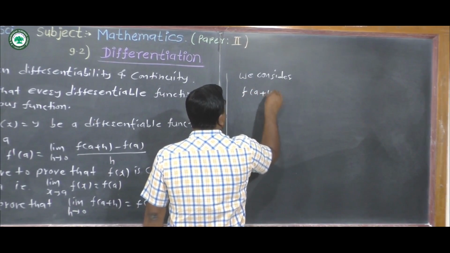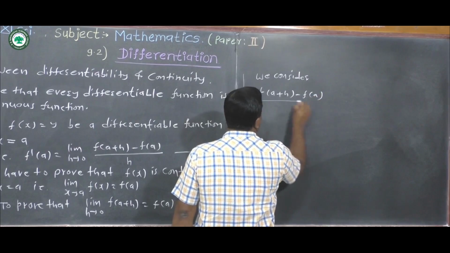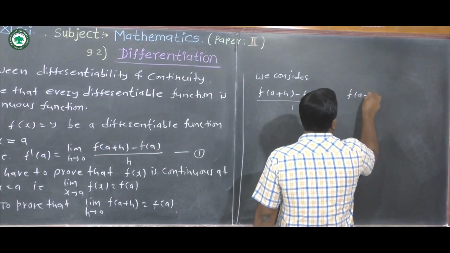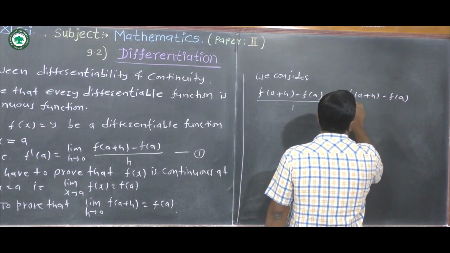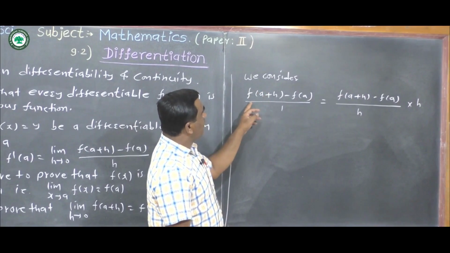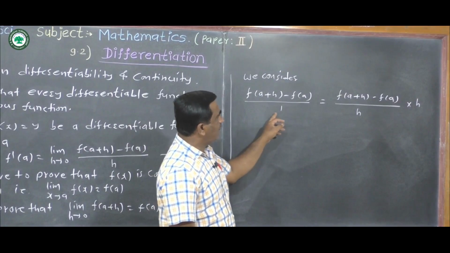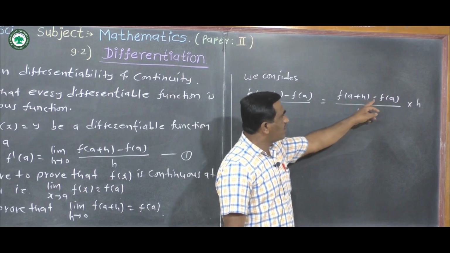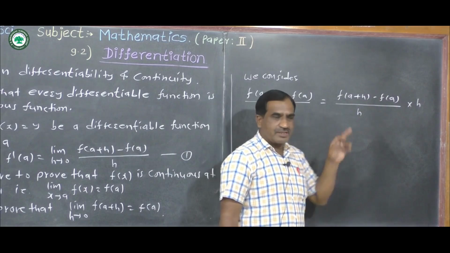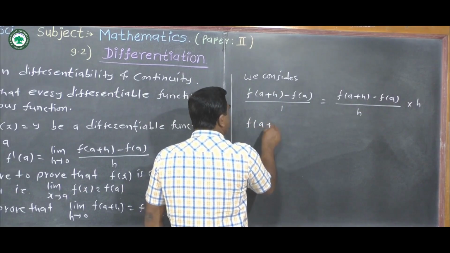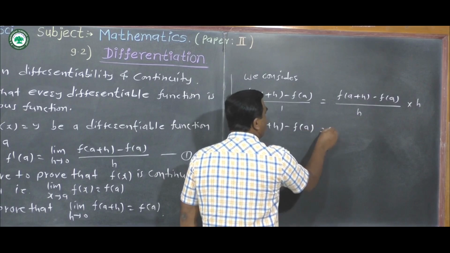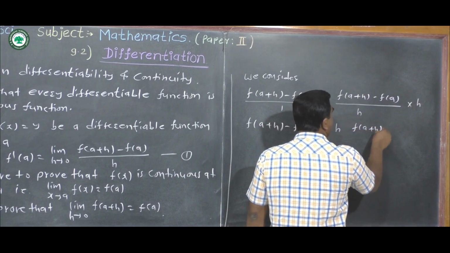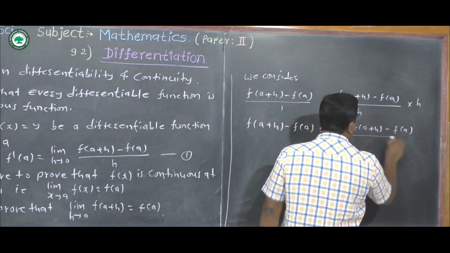For that we consider f of a plus h minus f of a upon 1, and rearranging terms, that is, multiplying numerator and denominator by h, we can write f of a plus h minus f of a upon h into h. That is, f of a plus h minus f of a is equal to h into f of a plus h minus f of a upon h.